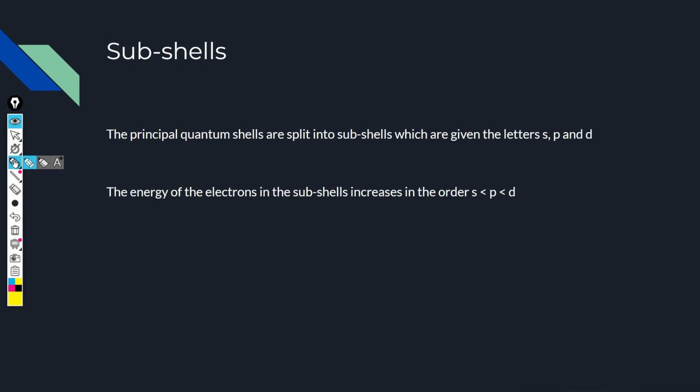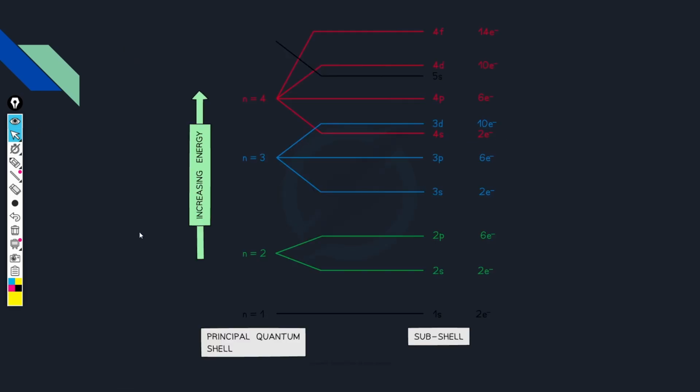So, what are subshells now? The quantum shells, which we have learned about, have subshells in them, which are denoted by the letters s, p, and d. The energies of the subshells go in the order: d is the greatest, p is less than d, and s has the least amount of energy. Let's look at it a little bit more. We have one subshell in the first shell, 2 subshells in the second one, 3 subshells in the third one, and so on.